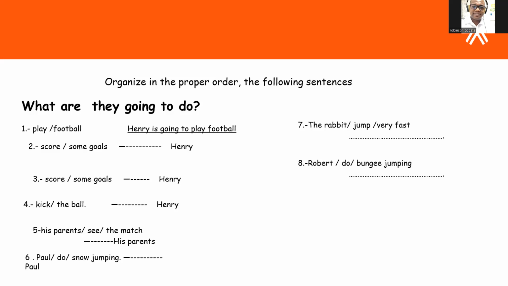Robert is going to do bungee jumping on Monday. Yes, Alexandra, that's the way. Robert is going to do bungee jumping on Sunday afternoon. That's the way, Maria Carmen. Good, excellent, perfect. That's the way out. Come on, guys, you're doing great.